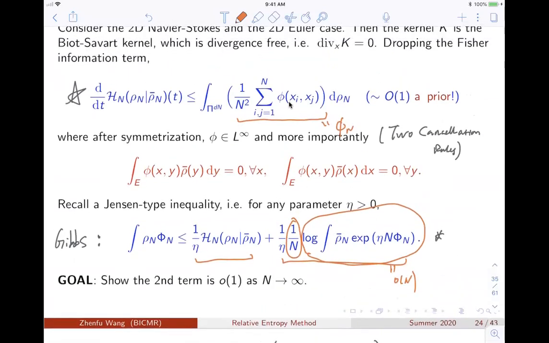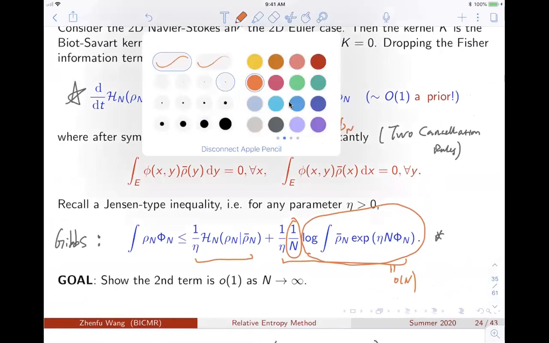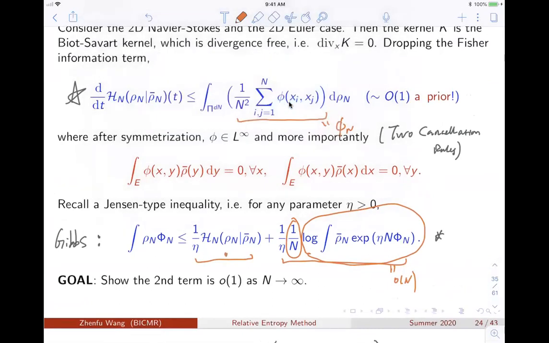Why? Because now this term can be absorbed by a Gronwall argument. Then you get a higher order term and a small order term. So you get the relative entropy is very small, and you can get propagation of chaos. So this is our goal.